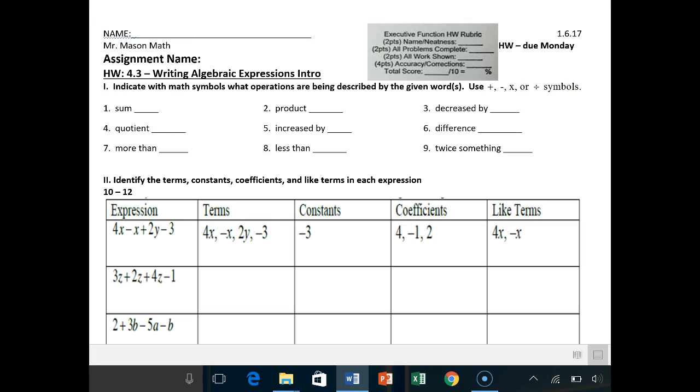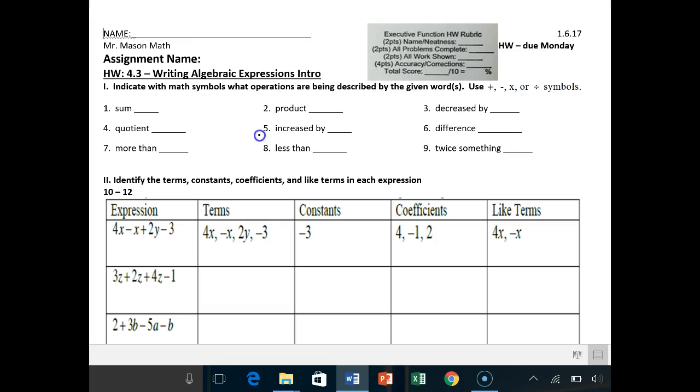So section 1 says, indicate with math symbols what operations are being described by the given words. Use plus, minus, times, or division symbols. So basically, again, it would be a really good idea to have your keywords chart from notes 4.1 out by you. So this could be very simple. I'm going to do the odds.